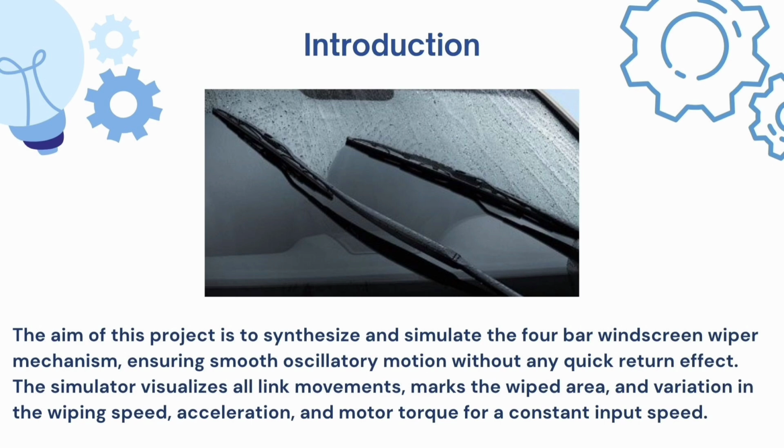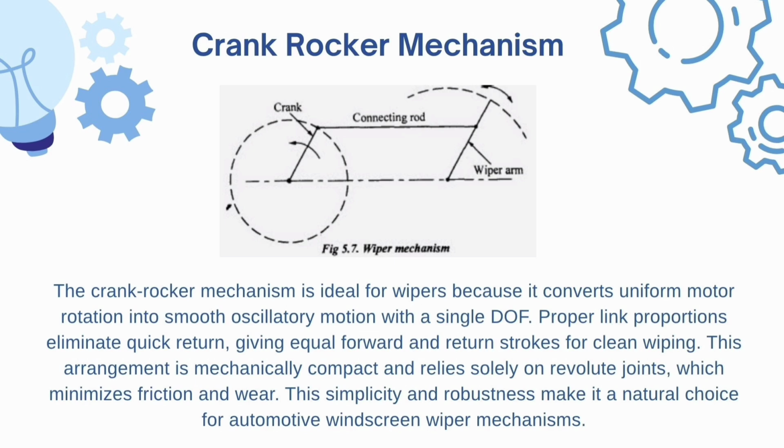the windshield effectively. Moving on to the next slide, why the crank rocker mechanism is ideal. The crank rocker mechanism is ideal for windscreen wipers because it turns uniform motor rotation into smooth oscillatory motion using just a single degree of freedom. With the correct link proportions, the forward and return strokes happen at almost the same speed, giving a clean and consistent wipe. It is compact, uses simple revolute joints, and has very low friction and wear. This simplicity and reliability are exactly why the crank rocker design is widely used in automotive wiper systems.